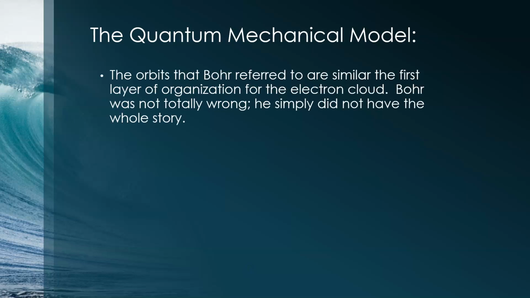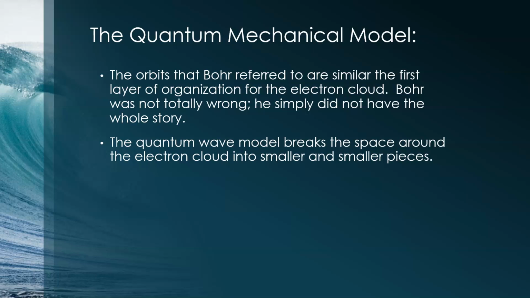Okay, the orbits that Bohr refers to are simply the first layer of organization of the electron cloud. Bohr was not totally wrong with his idea. He just didn't have the whole story, like I said before. So the quantum model breaks the space around the electron cloud into 3 levels of organization. So we're going to take a look at these 3 levels.